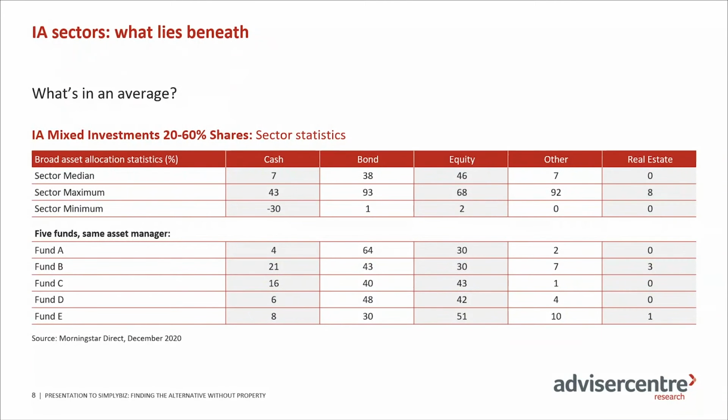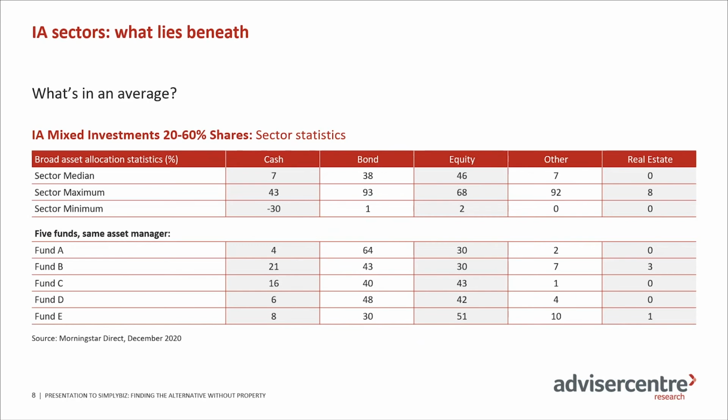So again, back to the comment I made slightly earlier, which was what is average? When you see the IA sector averages, which aggregate all the funds of different flavors, but within certain boundaries, this boundary here being the 20 to 60% in shares, big breadth there, 20% or 60%. It's a big number. And look at the medians and the maximums and the minimums. So here we're just saying the median, we'll call the average here, is 46%. But within this sector, we have some with 68% in equities. We have some with 2.